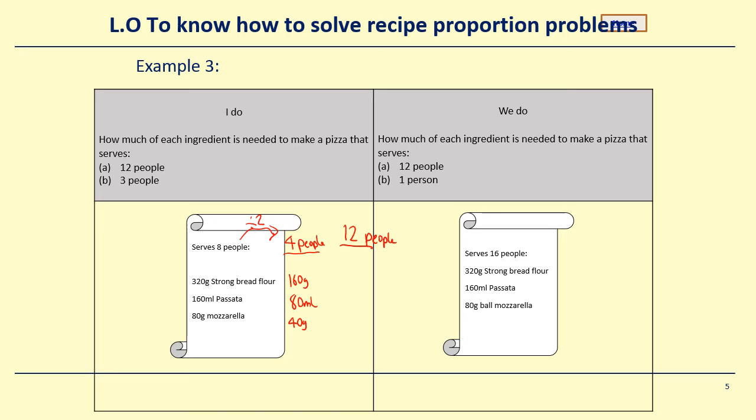And the reason I chose 4, like I say, is because it's a common factor of 8 and 12, and 4 goes into 12 3 times. So we can now multiply this recipe by 3 to get the recipe for 12. So 160 times 3 is going to give me 480 grams of flour. 80 times 3 is going to give me 240 milliliters of passata, and 40 grams times 3 is going to give me 120 grams of mozzarella. Okay.